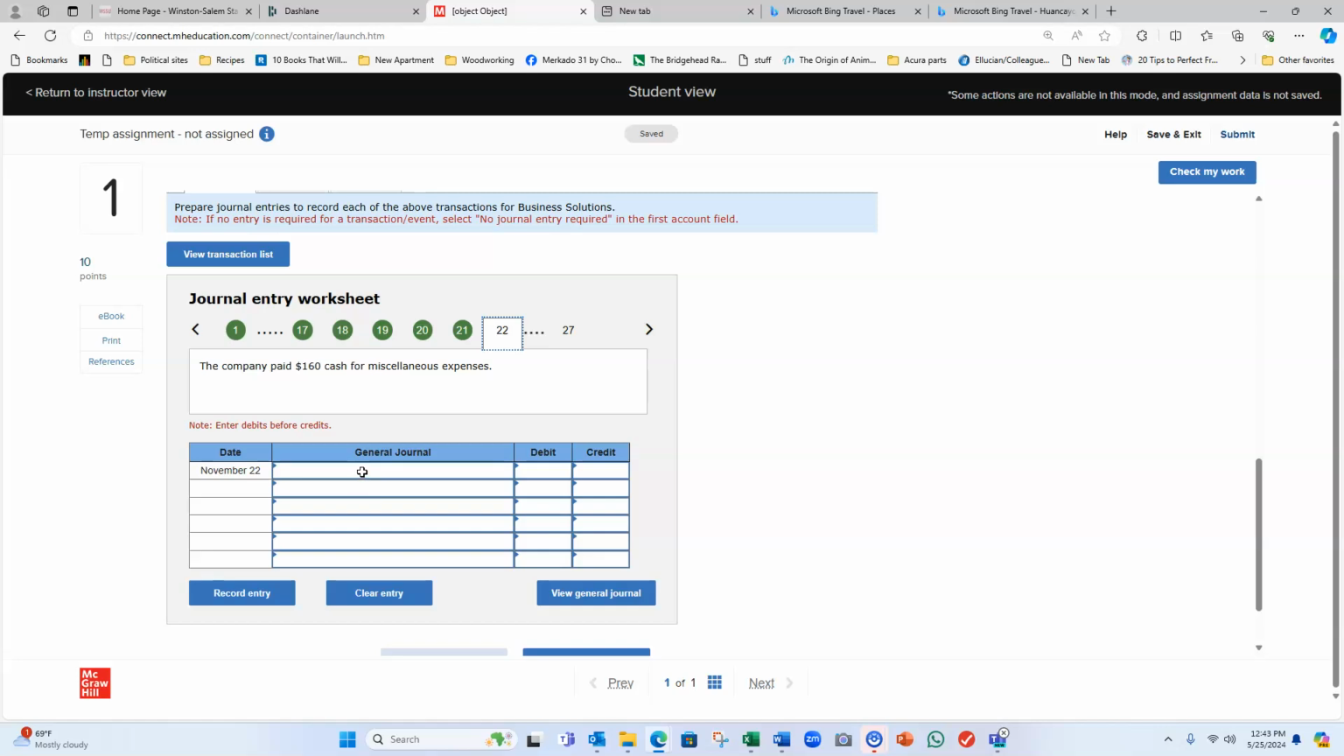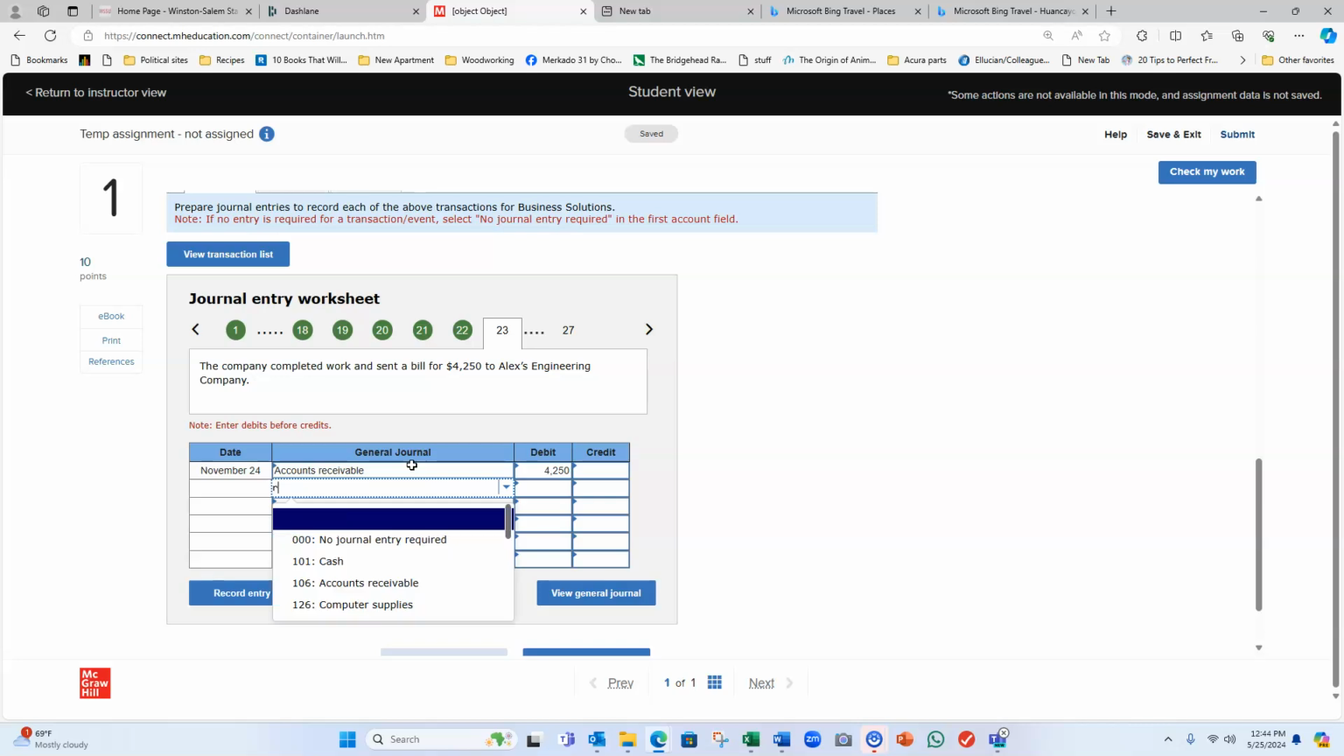Company paid cash for miscellaneous expenses. Debit the expense, credit cash. Completed work and sent a bill to Alex Engineering. So, sent them a bill, we didn't collect it. Debit the receivable, credit the revenue. When we collect the money, we're going to debit cash and credit the receivable. We don't have to worry about the revenue. We already recorded that.